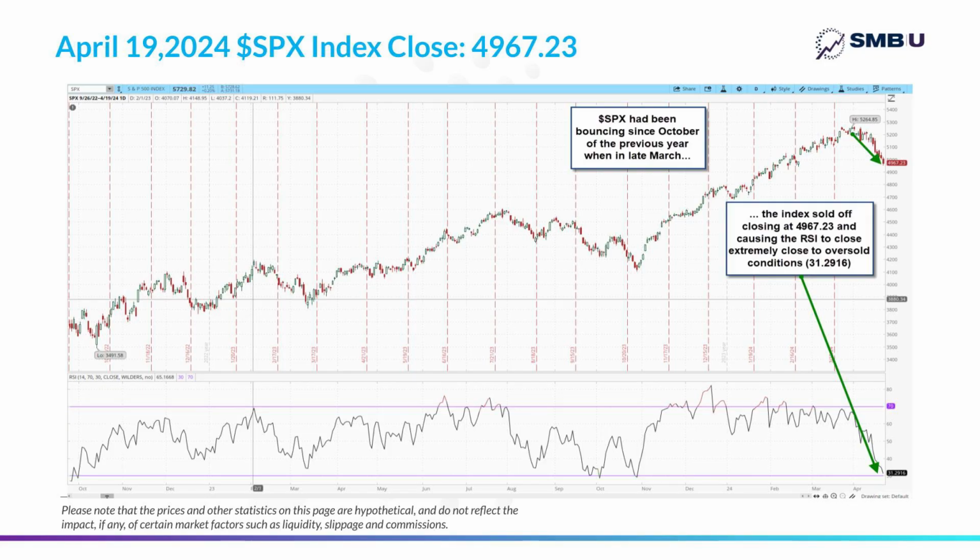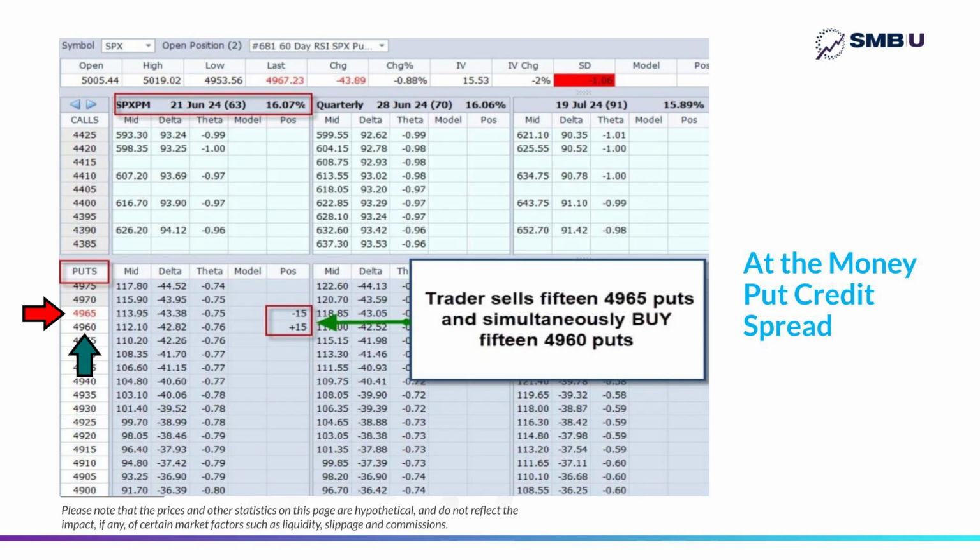Okay, so now we're going to move to the next time that the RSI had closed around 30, and that actually happened on April 19th of this year after the index had experienced a pullback that started in late March and was strong enough that by April 19th, the index was considered to be oversold, closing at 49.6723 that day. And so we again pull up an options chain that expires about 60 days later, and the closest one we could find is the options chain expiring on June 21st, 63 days later.